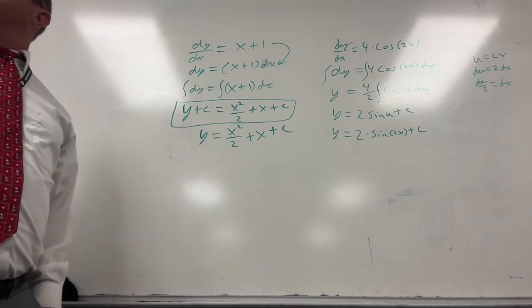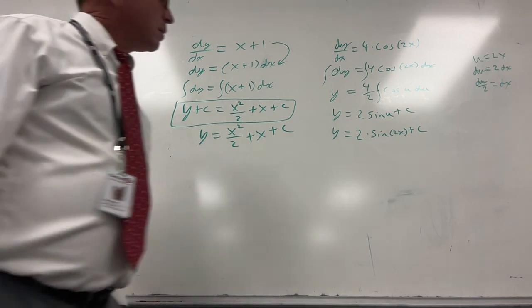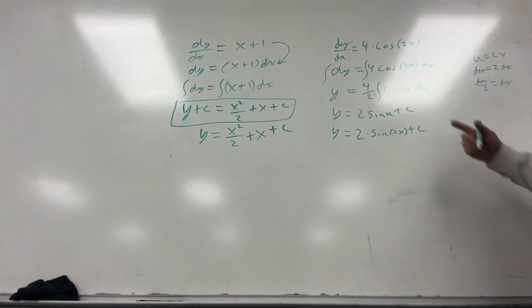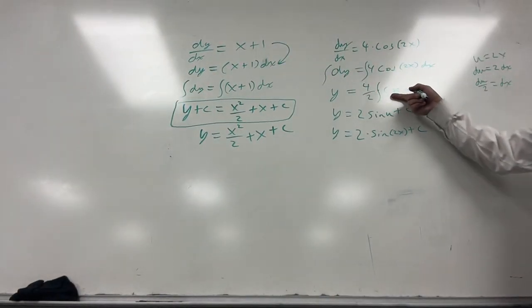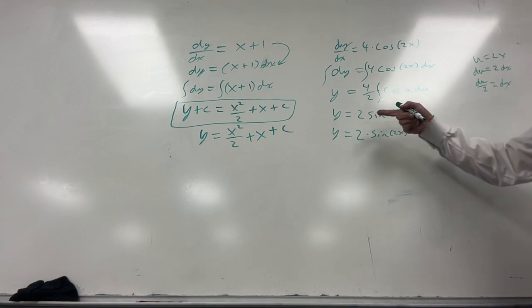Just ask what cosine is the derivative of, like when you found sine. The derivative of sine is cosine. So it's the reverse. Does that make sense? Did I answer your question? Okay.